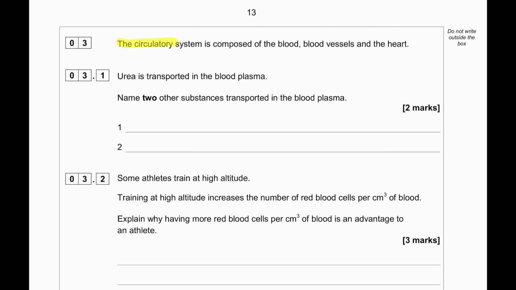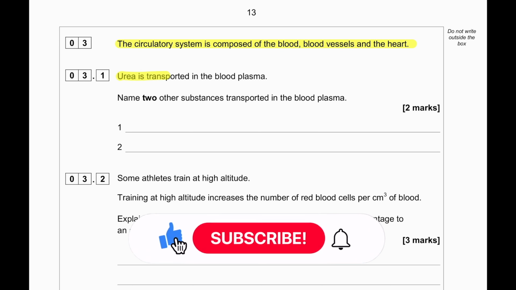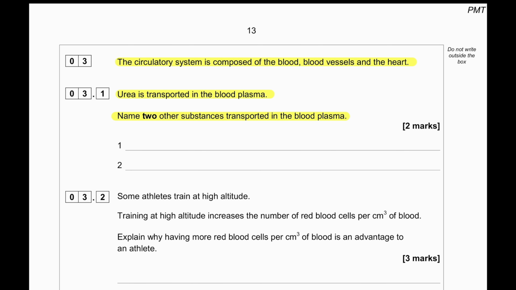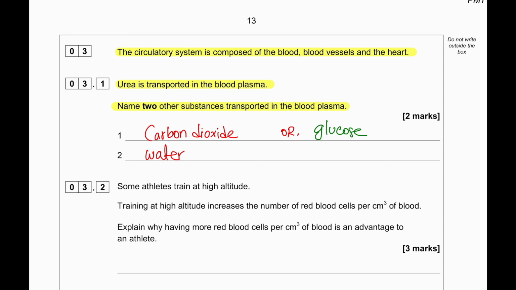The circulatory system is composed of the blood vessels and the heart. Urea is transported in the blood plasma. Name 2 other substances transported in blood plasma. Blood plasma carries both nutrients and waste products. So, for example, carbon dioxide, water, glucose, amino acids, lactic acid, all of these are carried in blood plasma.